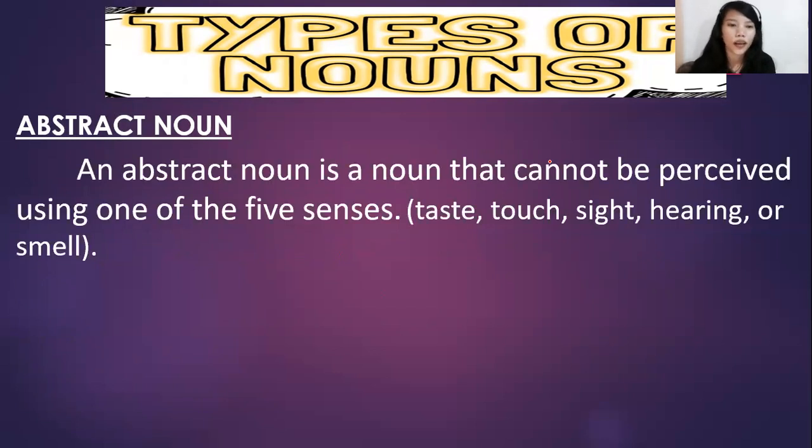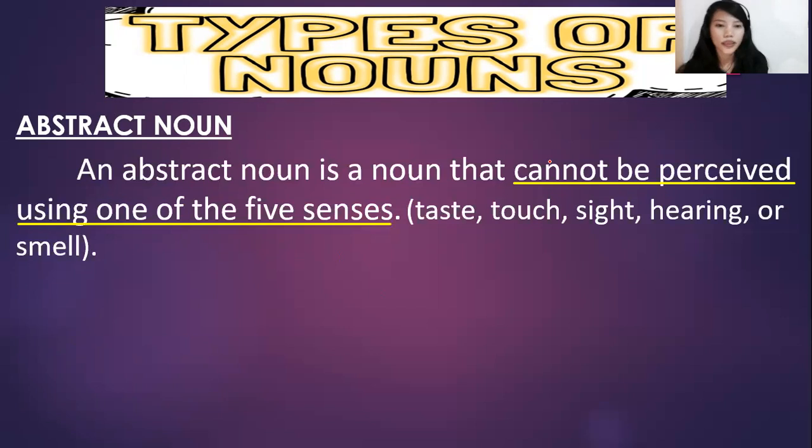And then lastly, we have the abstract noun. Now what is abstract noun? An abstract noun is a noun that cannot be perceived using one of the five senses: sense of taste, touch, sight, hearing, or smell. So what do you mean by this? It simply means the abstract noun is the opposite of concrete noun because in abstract noun, we cannot see them, we cannot touch them, we cannot smell and hear them, but we can feel them. Anything that we cannot touch but can be felt is what we call abstract noun.